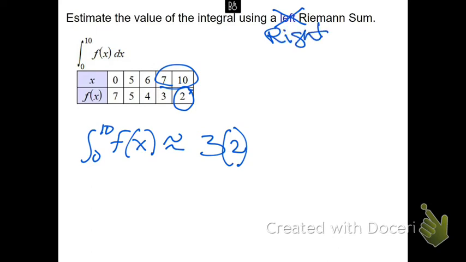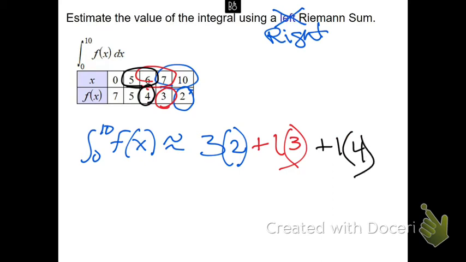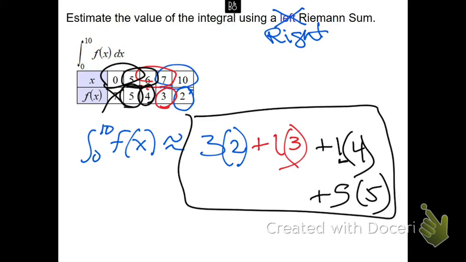Okay, my next rectangle would be 7 minus 6, which is 1, times the number on the right, 3. The next rectangle would be width of 1, height using the number on the right. And last, 5 minus 0, which is 5, number on the right, 5. Because we used a right Riemann sum, the 7 didn't get used. Okay, then you just do the math and add it up. But make sure you always remember, for a Riemann sum, it's always a free response question, and you have to write all the numbers, even when there's a little one. All right, add that up, we get 6 plus 3 plus 4 plus 25, which is going to be 38.